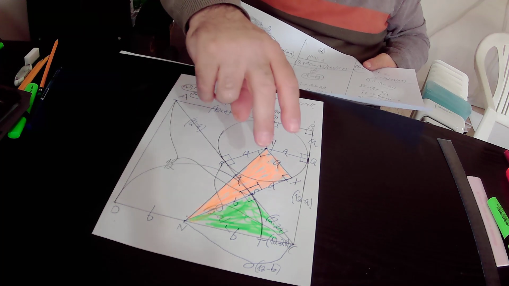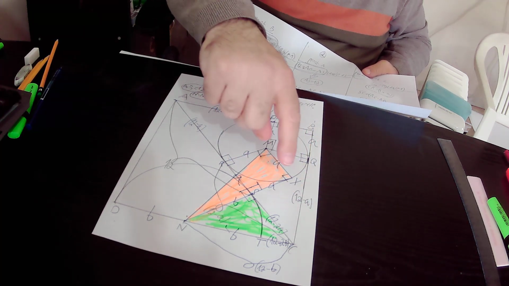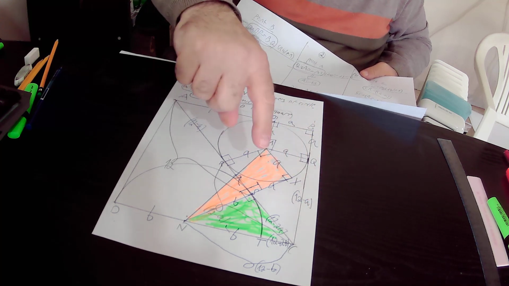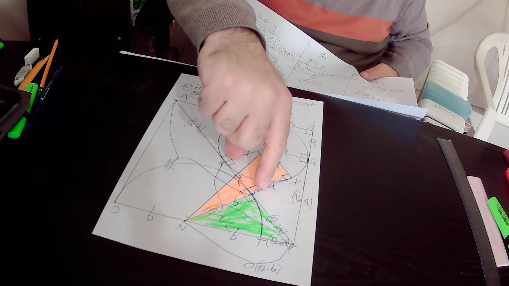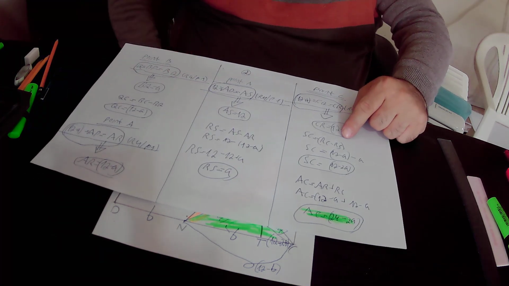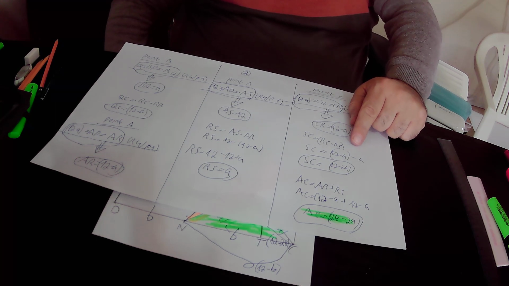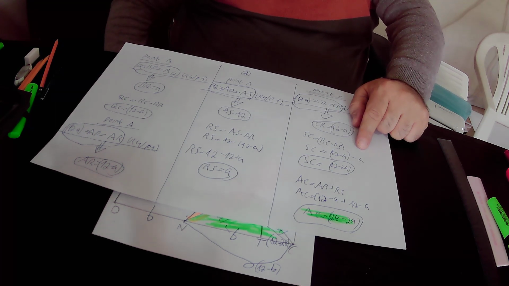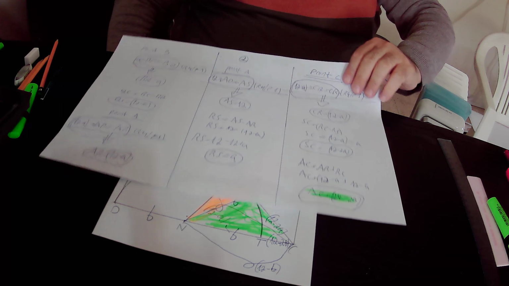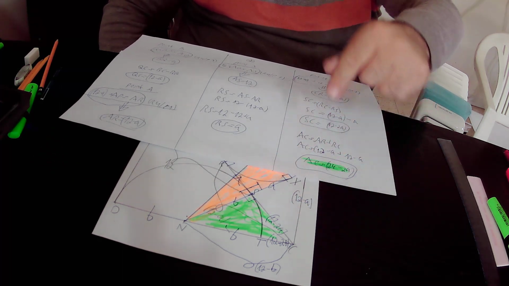And what is the value of line segment SC? It's very easy to see from the drawing that SC is equal to RC minus RS. Again, SC is equal to RC minus RS. RC equals 12 minus A. RS equals A, so SC will be equal to 12 minus A minus A. 12 minus A minus A is 12 minus 2A. So we found out that line segment SC equals 12 minus 2A in its length.